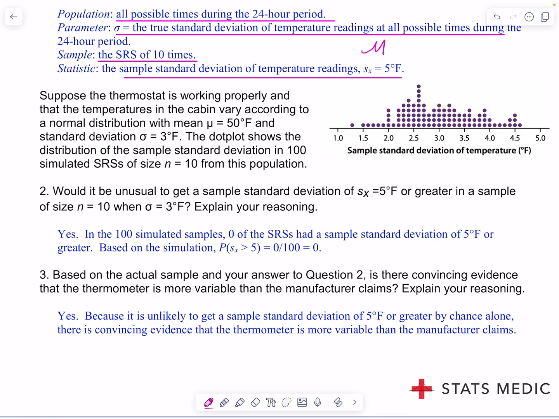This asks, would it be unusual to get a sample standard deviation of 5 degrees or greater? If I go to 5 degrees or greater, you can see there's no data over here. So 0 out of all of this is obviously less than 5%, and that's what I'm trying to find out. Is there convincing evidence? Yes, because it's unlikely that this happens by chance. We are very convinced because I have a very low percentage that says it happened by chance. And I think we're going to have more variability in the thermometer than in the manufacturer's claims. All right, I hope that helps. Thank you so much.